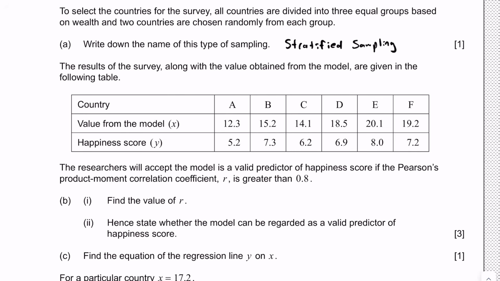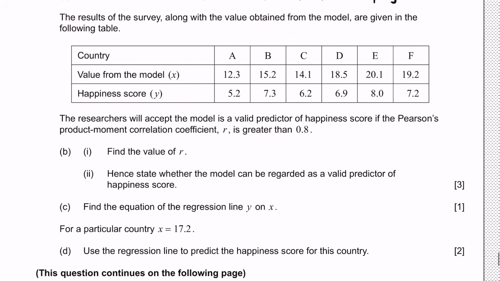The results of the survey, along with the value obtained from the model, are given in the following table. So here we have the countries, the value from the model X, and then the happiness score Y. The researchers will accept the model as a valid predictor of happiness score if the Pearson's product moment correlation coefficient R is greater than 0.8. Part 1 of Part B, they ask us to find the value of R.